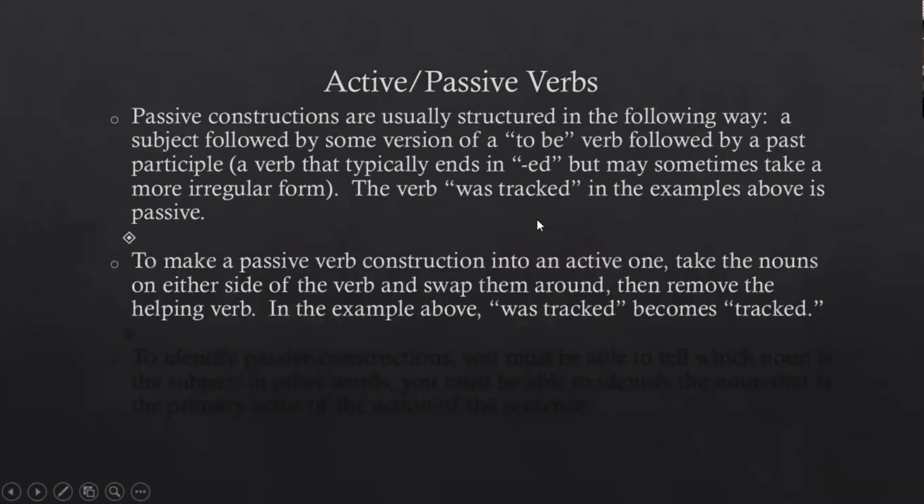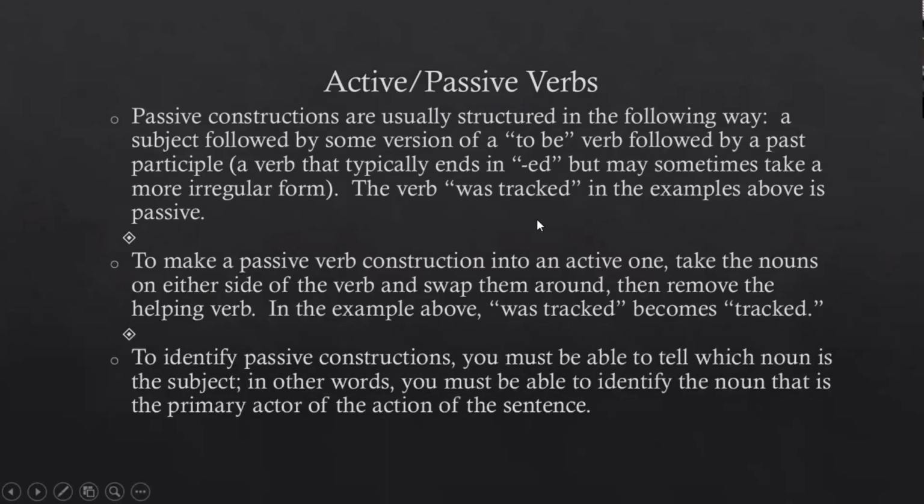Okay. To make a passive verb construction into an active one, take the nouns on either side of the verb and flip them. And then take out the helping verb. So instead of was tracked, it's tracked. Instead of the zombie was tracked by Aunt Zenobia, flip the nouns, Zenobia and zombie, take out the was, and it becomes Aunt Zenobia tracked the zombie. And that's an active construction.